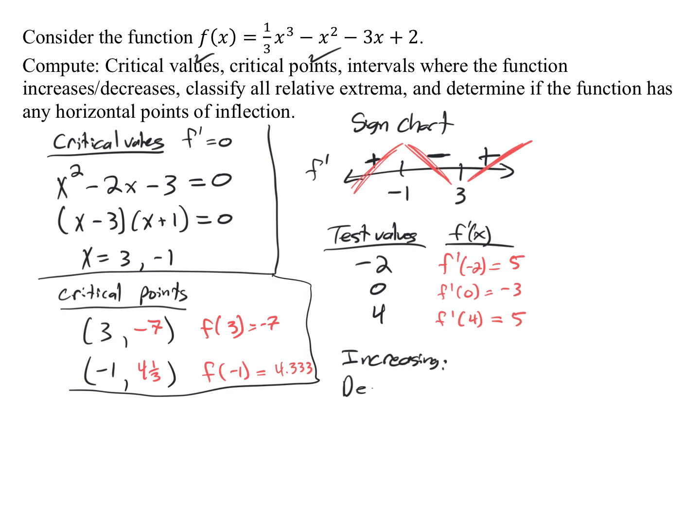And where is my graph decreasing? Okay, to make it make sense in English, I really need to say f is increasing, f is decreasing on these intervals. So f is increasing from -infinity up to -1, and then from 3 to infinity. F is decreasing from -1 to 3.